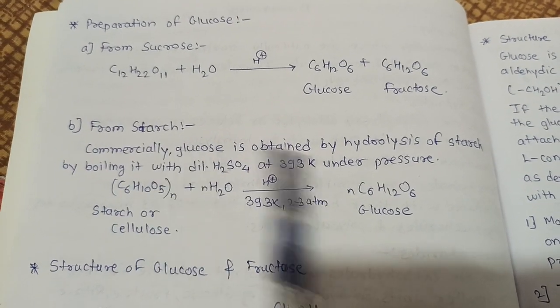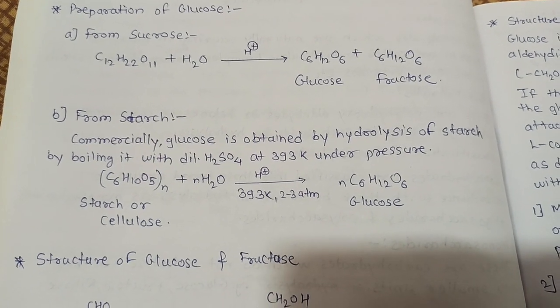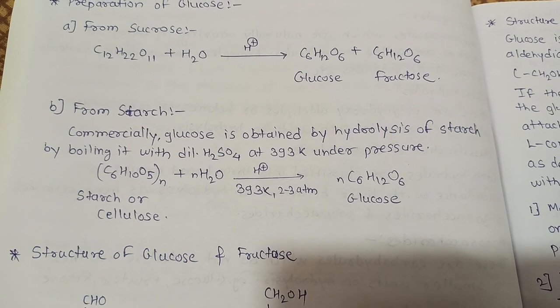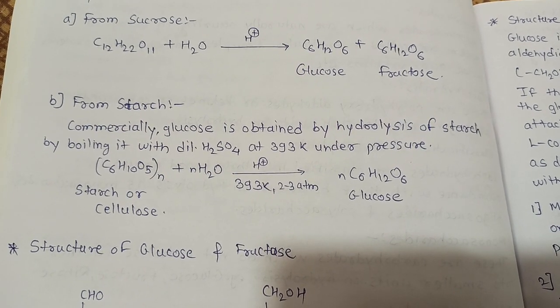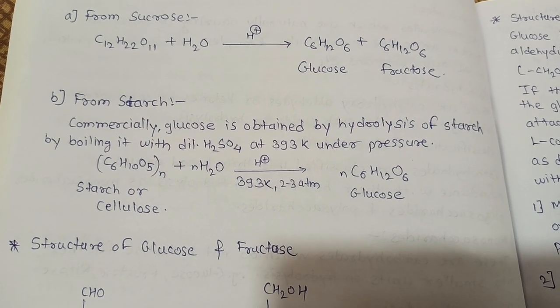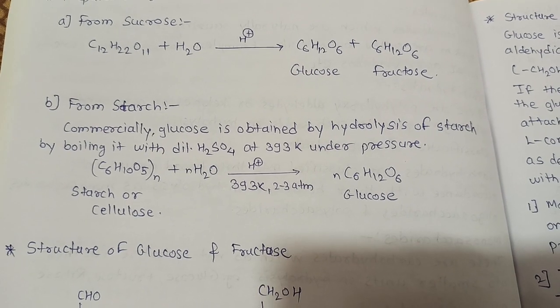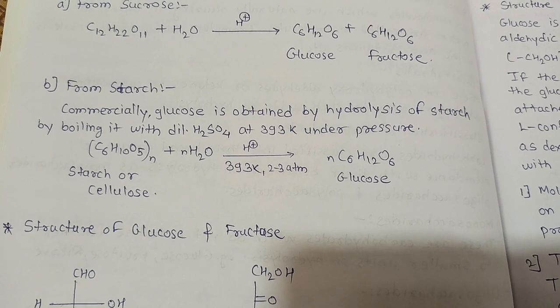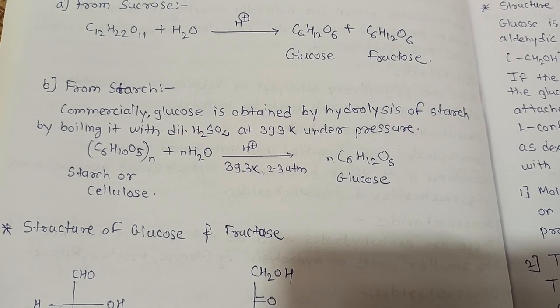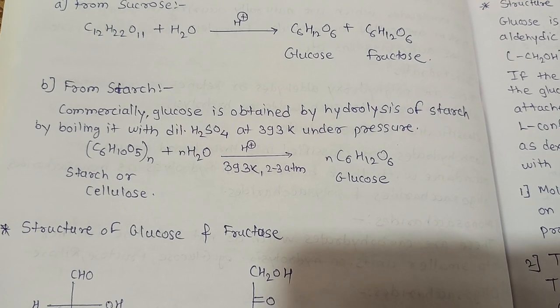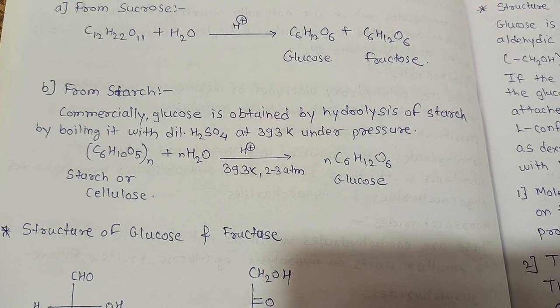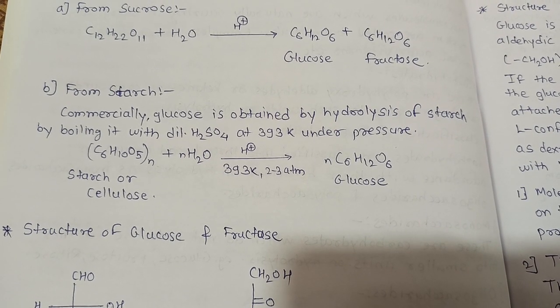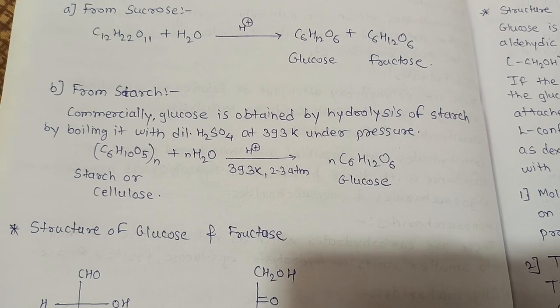And second is from starch, which is a polysaccharide. Commercially, glucose is obtained by hydrolysis of starch by boiling with dilute sulfuric acid at 393 Kelvin under pressure. The starch formula is given as C6H10O5 whole bracket n plus n H2O. In the presence of an acid catalyst at 393 Kelvin and 2 to 3 atmosphere, it gives n glucose.